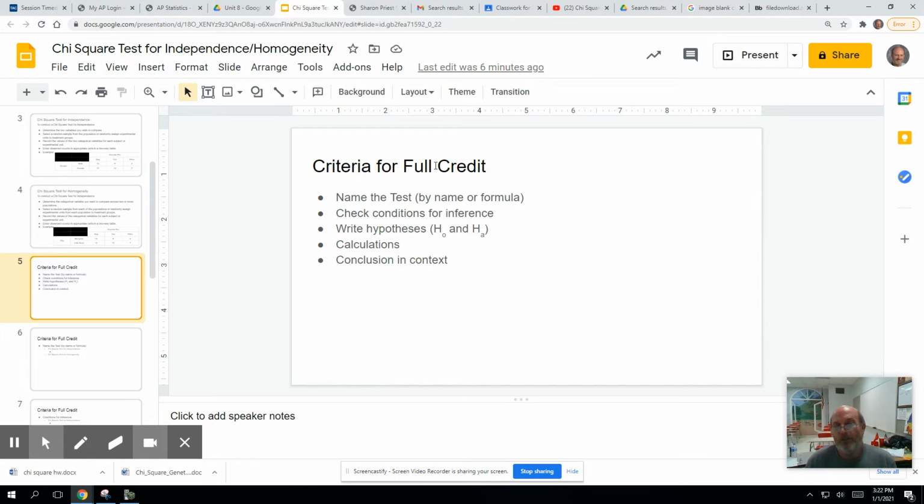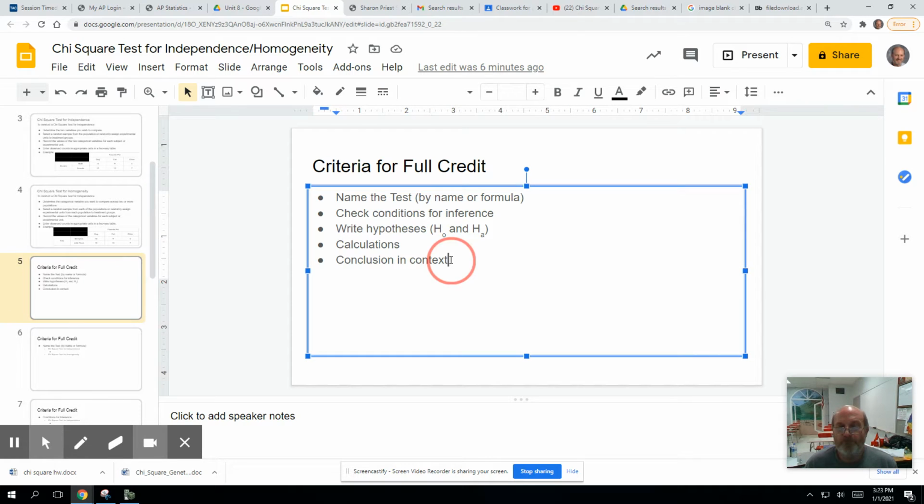So let's look at criteria for full credit on both of these. It's going to be the same on both of these, even though there's a slight difference in the way we write our hypotheses and our conclusions.